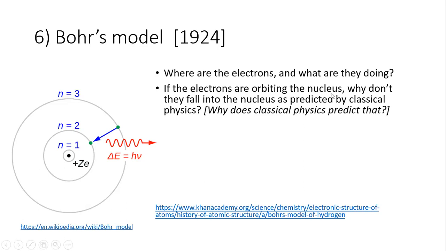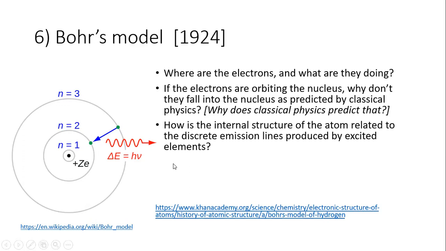If the electrons are orbiting the nucleus, why don't they fall into the nucleus as predicted by classical physics? If we think of the nucleus as the sun, and the electrons are the planets orbiting around the solar system, right? Planets orbiting the sun, same like the nucleus, and then the electron orbiting the nucleus. Then classical physics will tell us, as it orbits, it will emit radiation. Then slowly it will collapse, but it doesn't collapse.